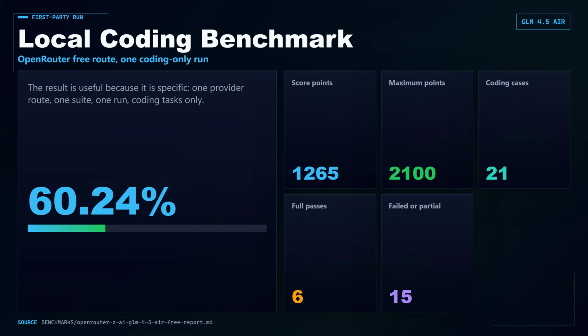Now the grounded part. In our first-party coding benchmark run, using OpenRouter's free GLM 4.5 Air route, the model scored 126.5 out of 2,400 or 60.24%. The suite covered coding only, with 21 cases. It had 6 full passes and 15 failed or partial cases. That result is useful but narrow. It does not measure general chat, math, search latency, cost under load, safety, or direct Z.ai-hosted inference.